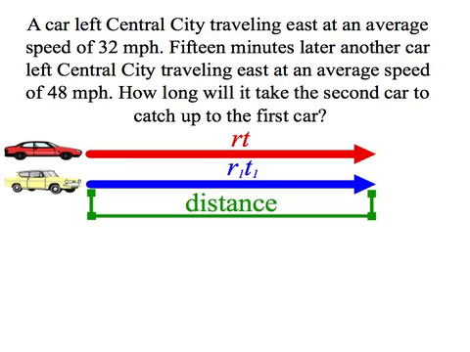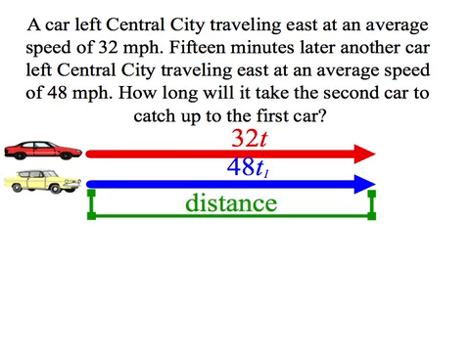And in this case, their distances are the same. And now we can fill in 32 miles per hour for the rate of the first car, 48 miles per hour for the rate of the second car. But in this case, the times are different. But we want one variable. So since the first car had a 15-minute head start, we'll do a little mental arithmetic.